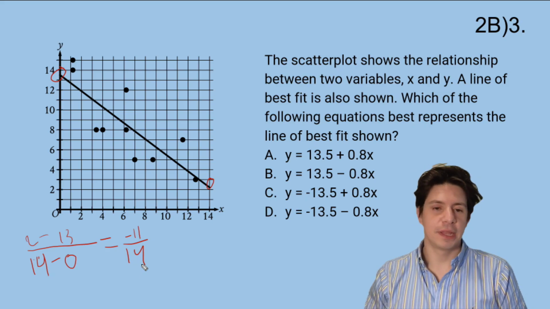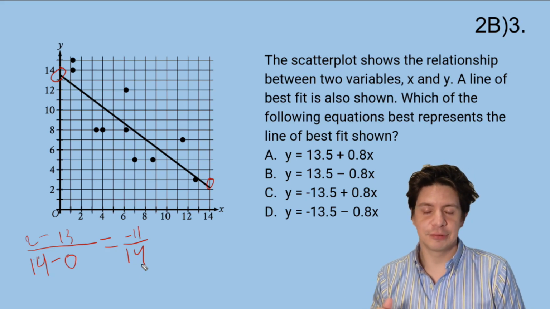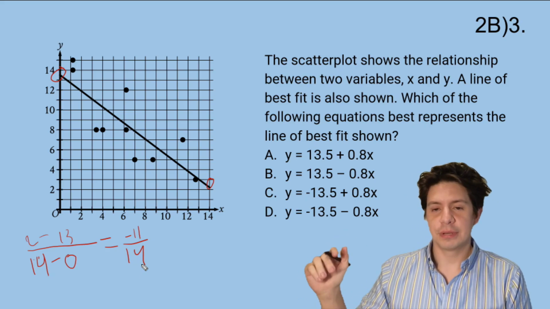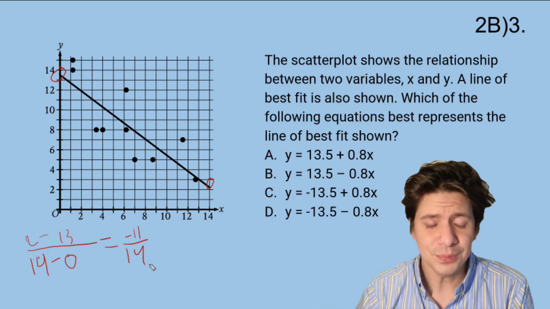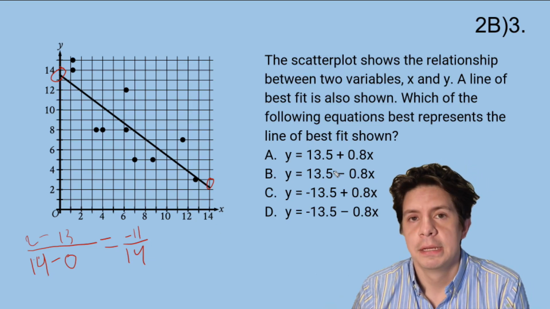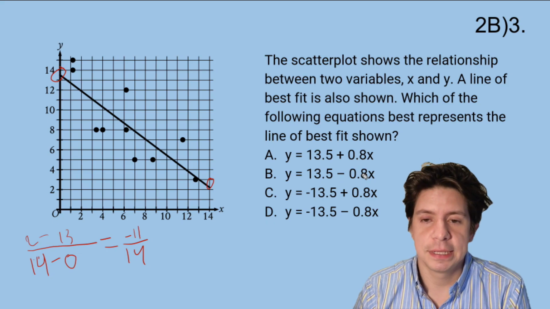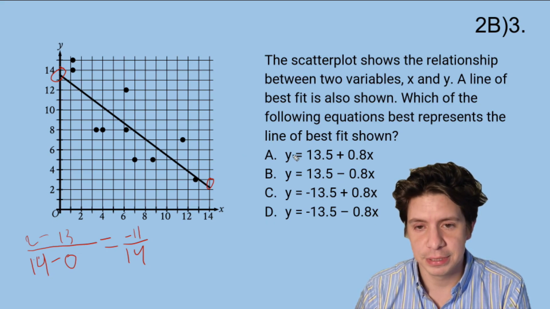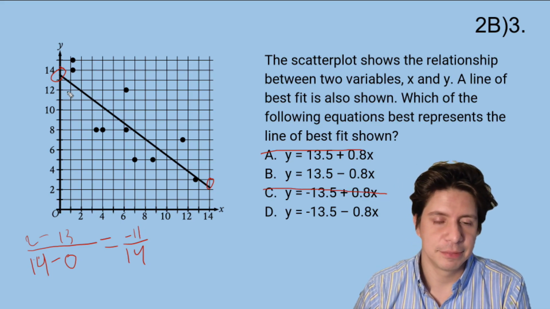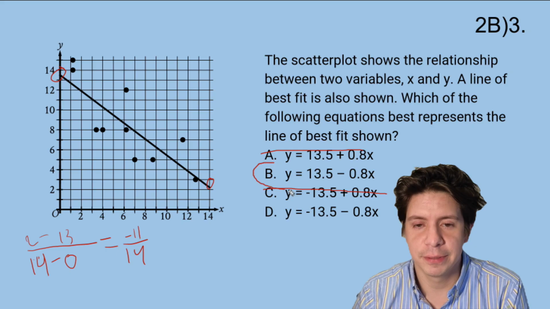And a bunch of people will plug that in. You don't need to plug in because we have answer choices. So we don't need to be exact, right? You probably didn't even need to do this work because if you look, we have 0.8, 0.8, 0.8, 0.8, and we just want it to be negative, which is clear by it going down. So it's not going to be A, it's not going to be C, and then a y-intercept of 13.5 positive, so it's going to be B.